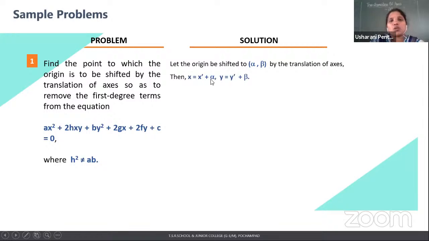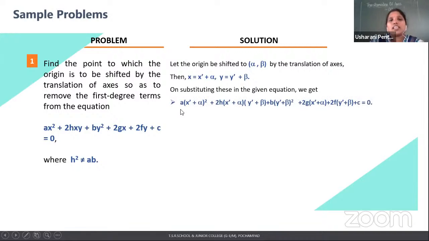Now, in place of x, we have x dash plus alpha, and in place of y, we need to substitute what? y dash plus beta. On substituting these values in the given equation, that is ax square plus 2hxy plus by square plus 2gx plus 2fy plus c is equal to 0, that is a into, in place of x, what are we substituting? x dash plus alpha whole square, plus 2h into x dash plus alpha into y dash plus beta, plus b into y dash plus beta whole square, plus 2g into x dash plus alpha, plus 2f into y dash plus beta, plus c is equal to 0.